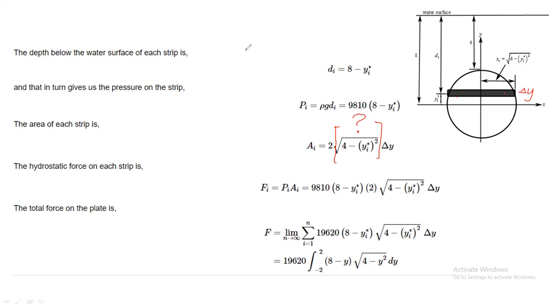No, it's not half. It has nothing to do with that. I'm asking why your x is square root of 4 minus y sub i asterisk squared. Okay, last 10 seconds.